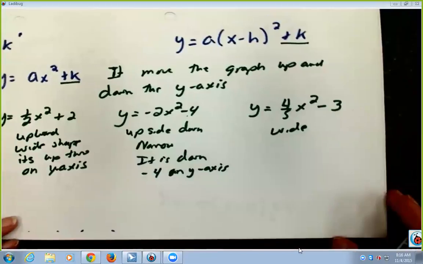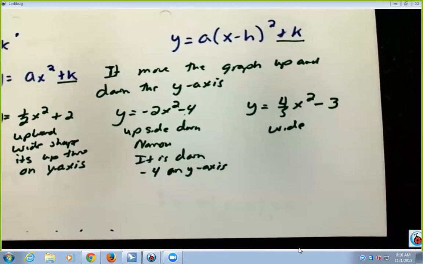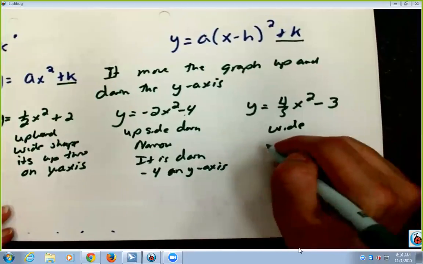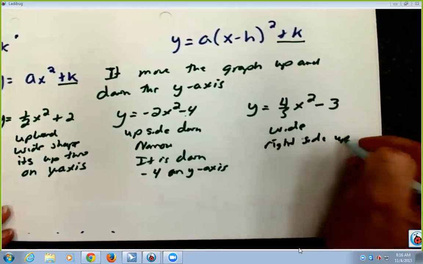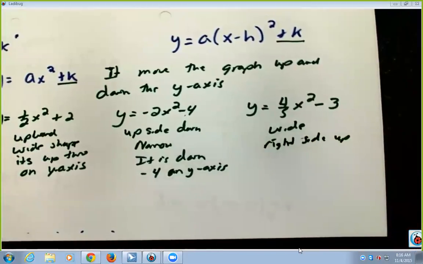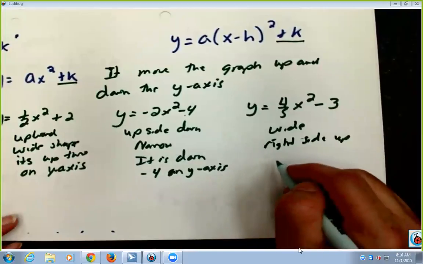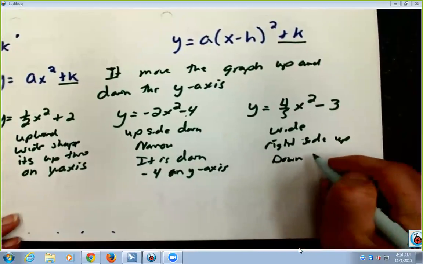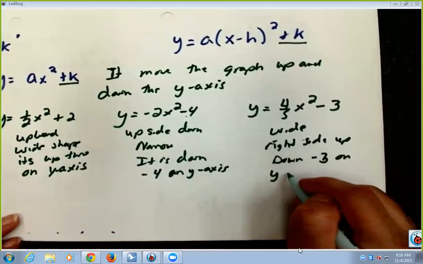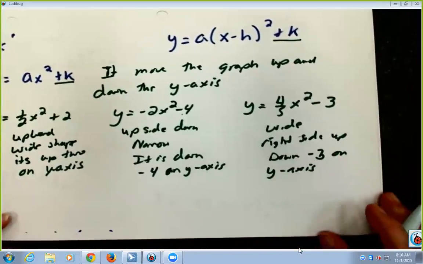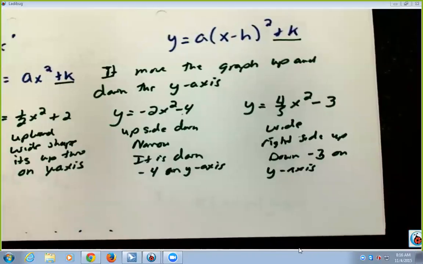What else do we know? Right side up or upside down? Right side up. And where is it at on y? So it is down to a negative 3 on the y-axis. Okay, so we've moved it down, and so we have all that.